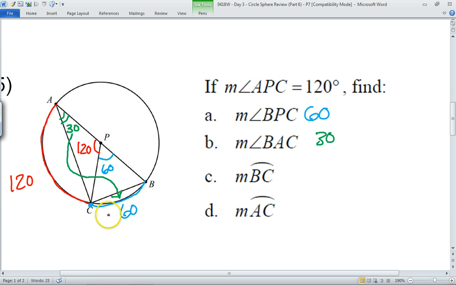Yeah, it's 60. That's one of the ones we found right away. AC is 120. It's right there. Okay, so that's number 5. Easy. How we doing? Good. Not too hard.